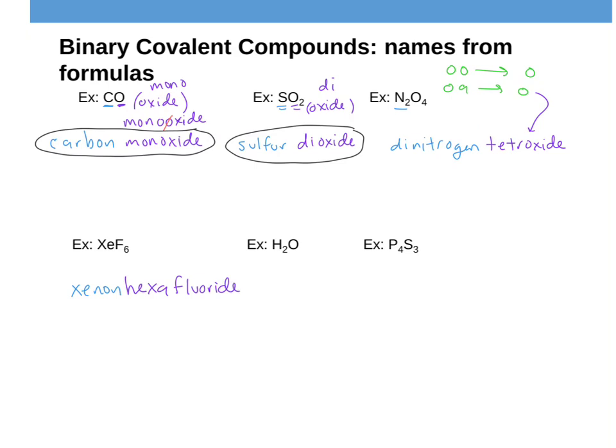If I go to water, right, we call this water, but its fancy schmancy name would be dihydrogen monoxide. Dihydrogen monoxide. And then lastly here we have tetraphosphorus. And then I have 3 sulfur, so trisulfide.